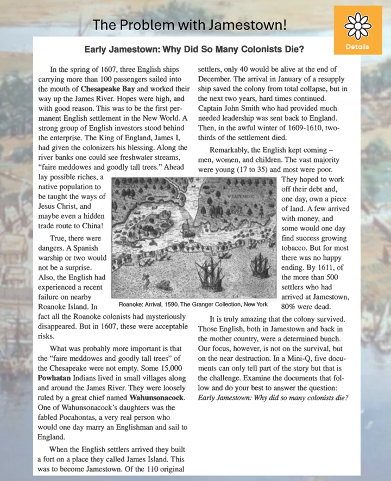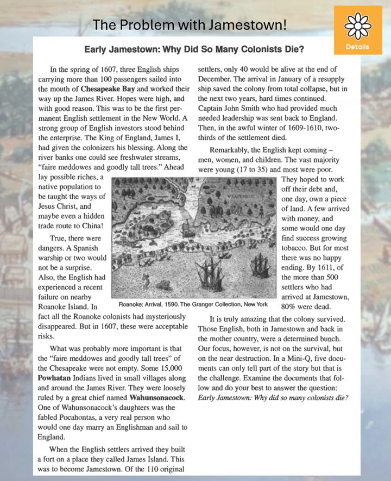Of the 110 original settlers, only 40 would be alive at the end of December. The arrival in January of a resupply ship saved the colony from total collapse. But in the next 2 years, hard times continued. Captain John Smith, who had provided much-needed leadership, was sent back to England. Then, in the awful winter of 1609-1610, 2/3 of the settlement died. Remarkably, the English kept coming, men, women, and children.